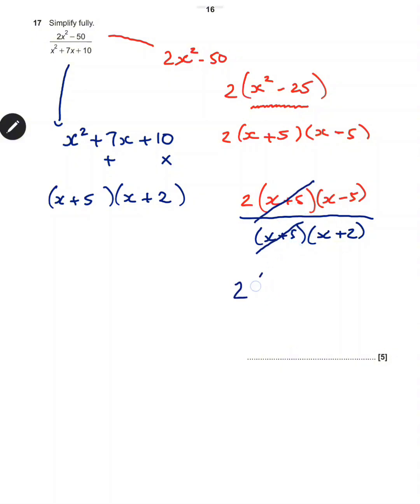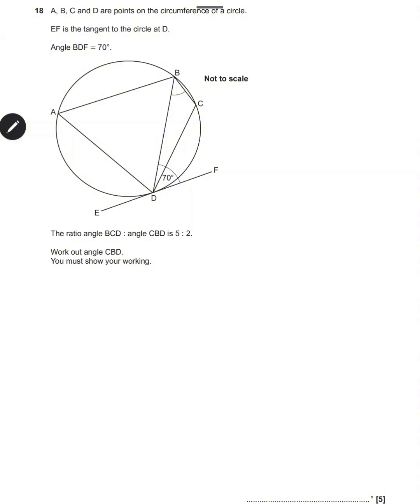So that cancels out and you're left with two lots of x minus 5 on top and x plus 2 on bottom. Question 18, typical circle theorem question. And before I even start answering the question, I'm going to look at this. I've got a tangent and a chord and an angle between the two of 70 degrees. Straight away, this angle here is 70 degrees.